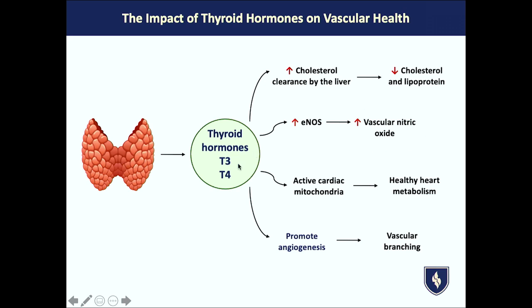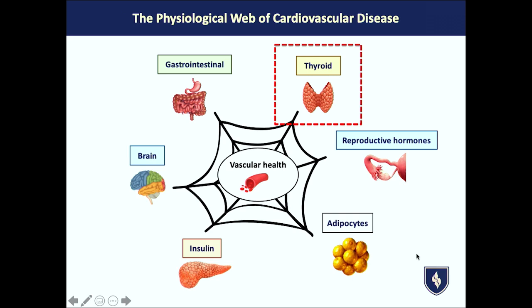T3 and thyroid hormones impact the mitochondria, cardiac mitochondria, so you have healthy heart contraction, healthy heart metabolism. And thyroid hormones activate the vascular endothelium, promote angiogenesis, so you have healthy vascular branching. So that's another part of the web, these thyroid relationships.